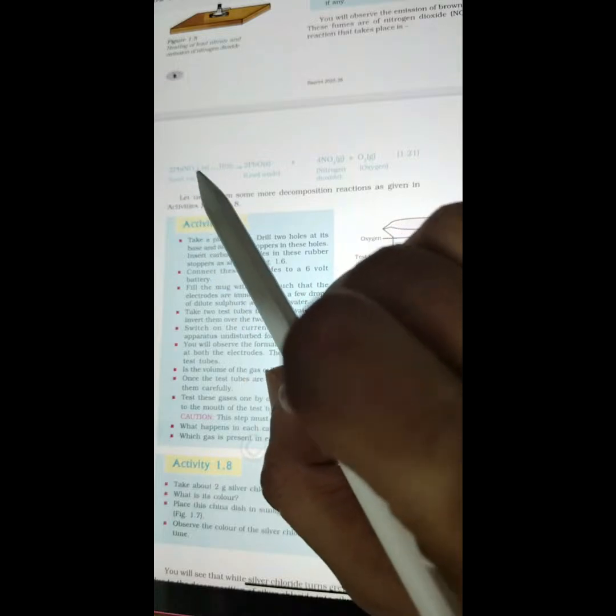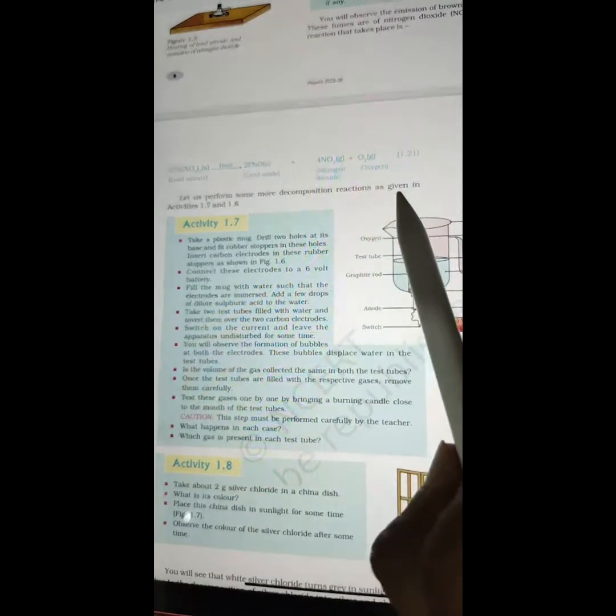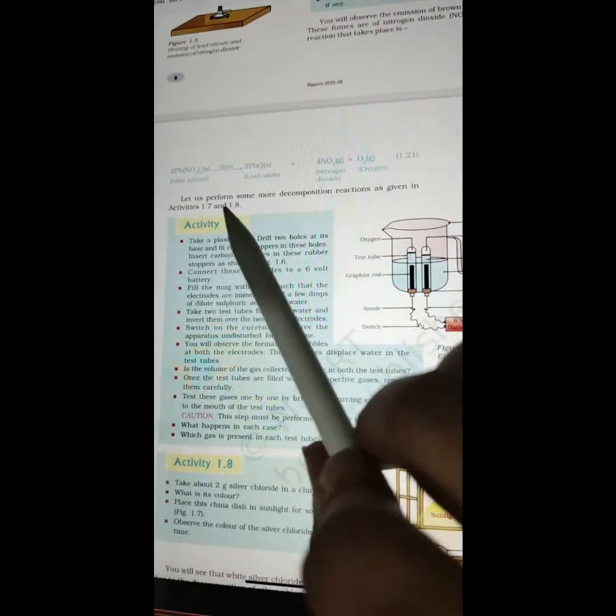So the reaction is 2Pb(NO3)2 in solid form, which is lead nitrate. When heated, it will produce lead oxide, written as PbO. So there are two molecules of it in solid form. Along with this, 4 molecules of nitrogen dioxide in gaseous form, and oxygen in gaseous form. So this is equation 1.21. Let us perform some more decomposition reactions as given in activities 1.7 and 1.8.